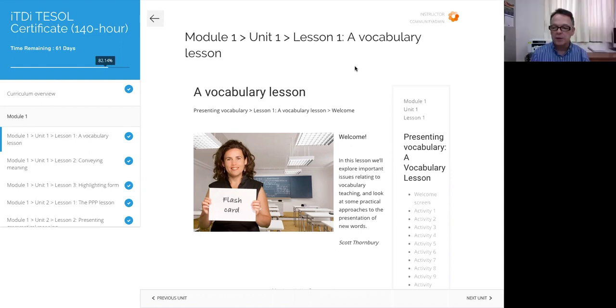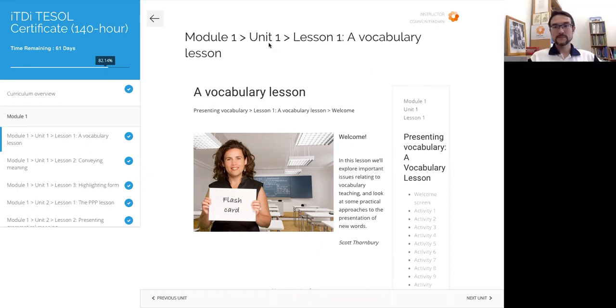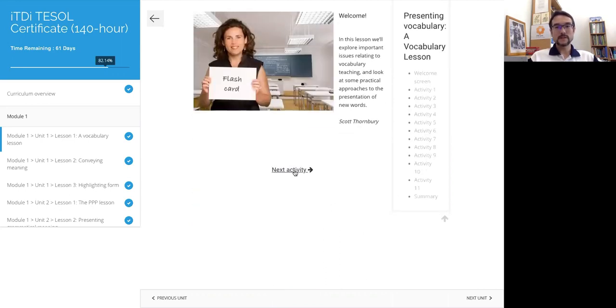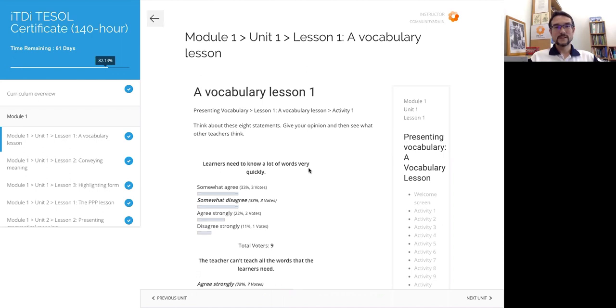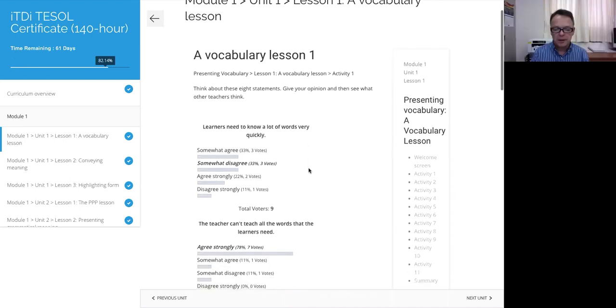Okay, let's go into it. Okay, so let's move into activity 1. You can either click on here on the side or just click on next activity. All right. Okay.